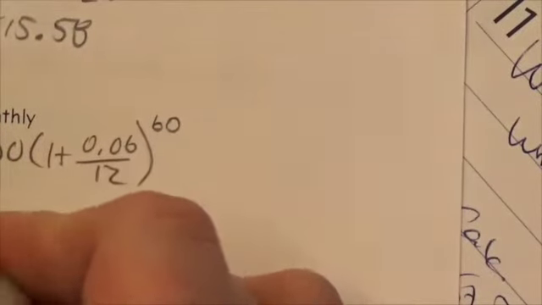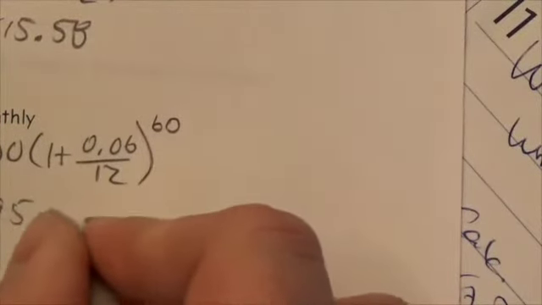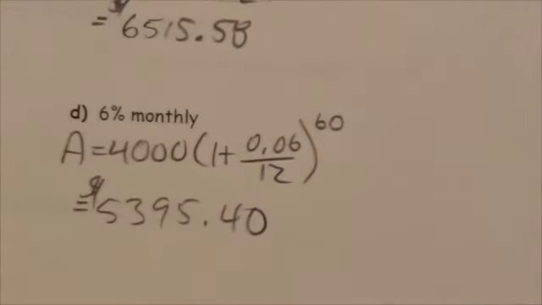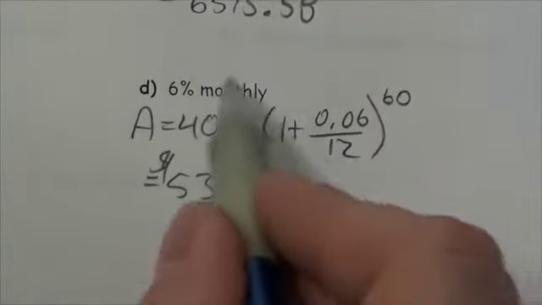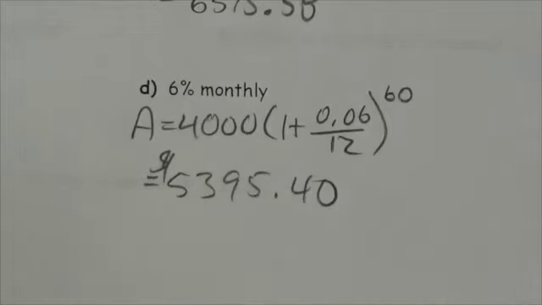395.40. Okay, whoops. So now that is less, everybody. That is less than what we have had before here. But it's interesting how that compounding monthly changes things.